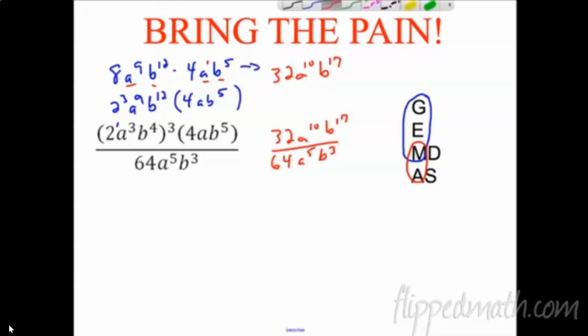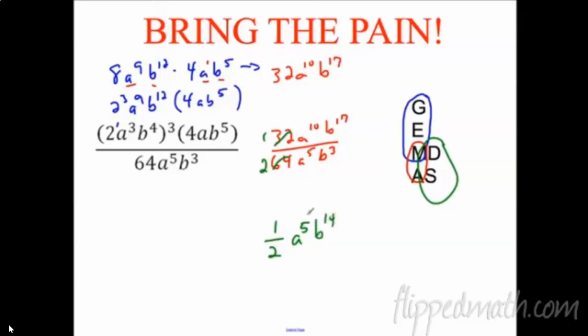So what do I do when I divide? Divide says I subtract, so let's divide them. Does this reduce? Sure, 32 goes into it once, goes into that twice, so that's really just a half. What is a to the power of? Well, I subtract them, because it tells me to subtract. 10 minus 5 is 5. Subtract your b's, you get 14. So great little rule on that. Remember that, have that, and you'll be fine.